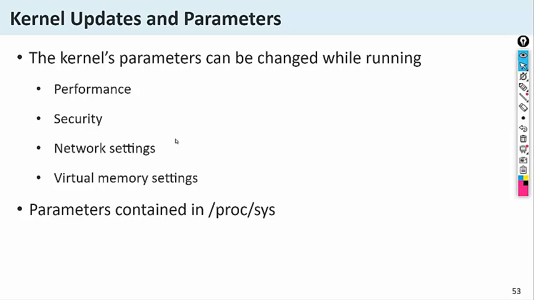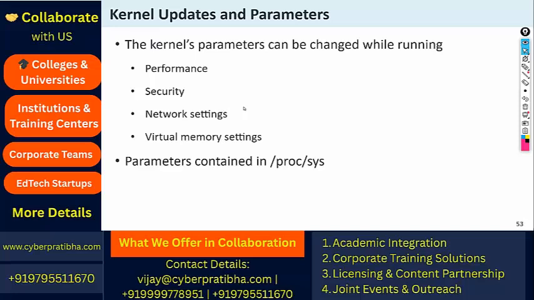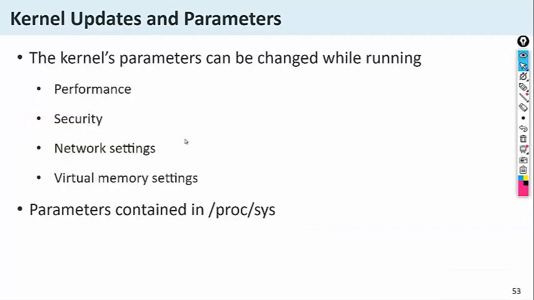If you want to update the kernel, there are parameters. Whenever you update the kernel, at the time of the upgrade, they have some particular things in mind: when they update the system, the modules will enhance the performance, security settings and virtual memory settings. All the parameters and information are available inside this particular file, /proc/sys. So go and check this information.